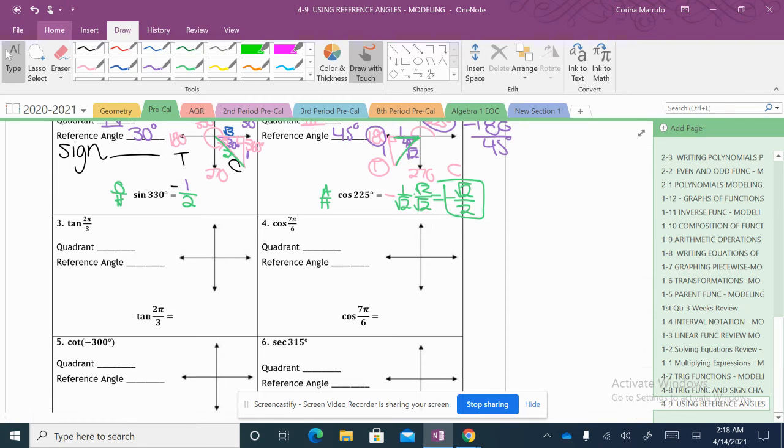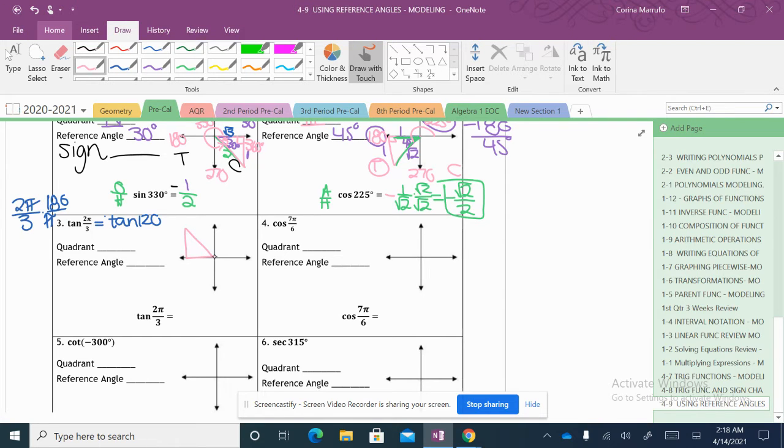Now this one is in radians. I'm going to go ahead and change it to degrees just because I think it's a little bit easier to work with. So 2 pi over 3, we're going to change it to degrees by multiplying times 180 over pi. So these cancel out, and then 2 times 180 is 360, divided by 3 is 120. So 120 degrees is going to land in the second quadrant.